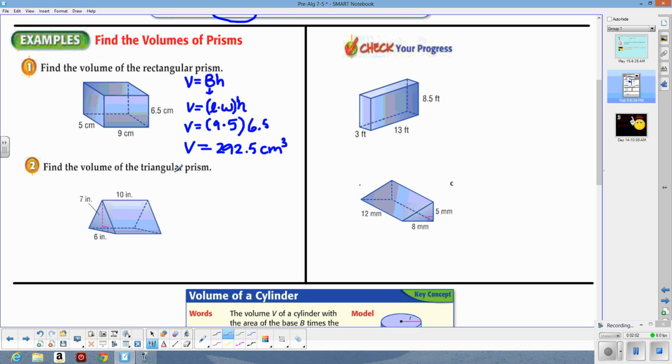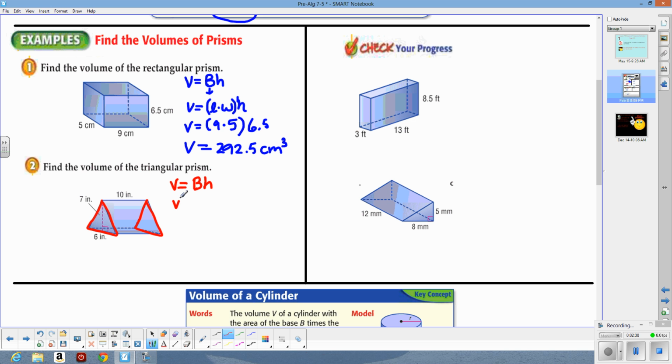Next up, we're going to find the volume of a triangular prism. Now the base of this prism is actually this right here. This prism has two triangular bases, and then connecting the two triangular bases is 3 rectangles. So we're going to start by writing down the generic formula. Volume equals area of the base, or big B, times the height.